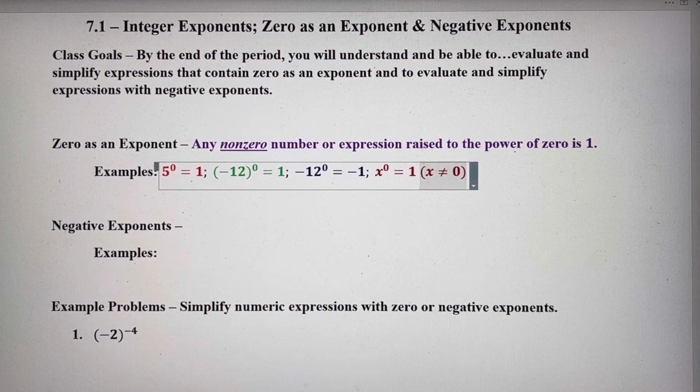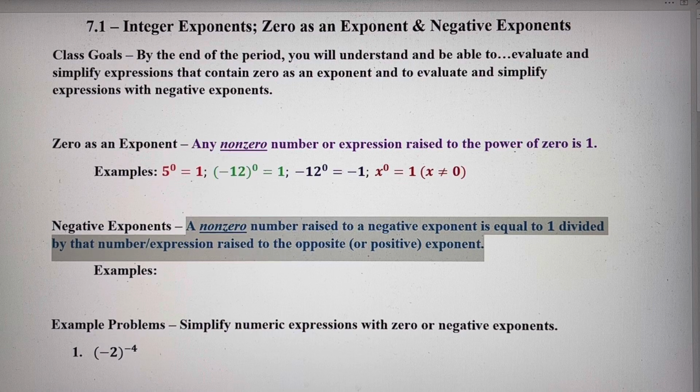Negative exponents. A non-zero number raised to a negative exponent is equal to 1 divided by that same number or expression raised to the opposite exponent, which would in this case be positive. Again, we can't have a 0 here to a negative power because that means we've got 1 divided by 0, which also is not defined. But as we go through these examples, I'm going to use some terminology that I've always used, and I think it'll be helpful.